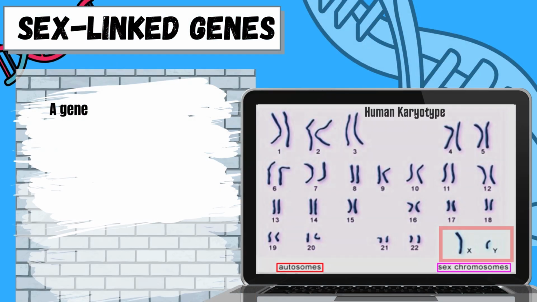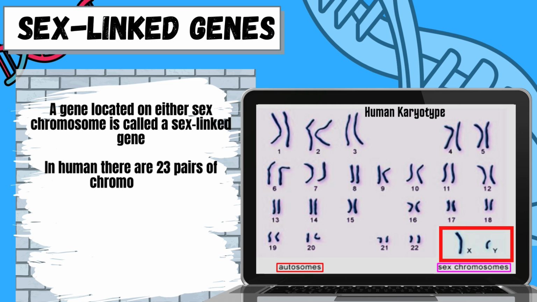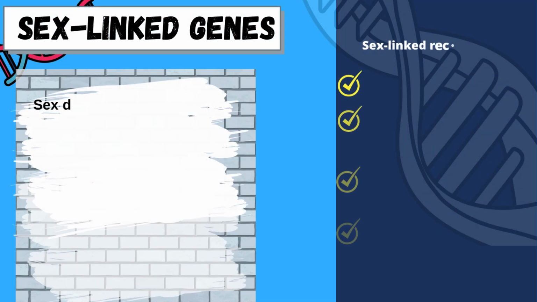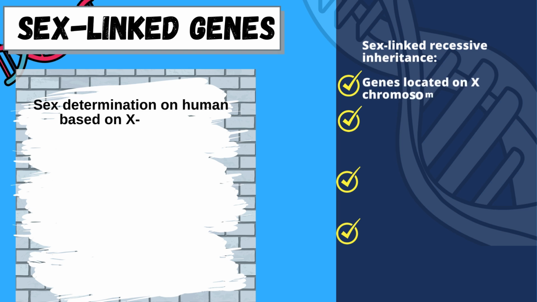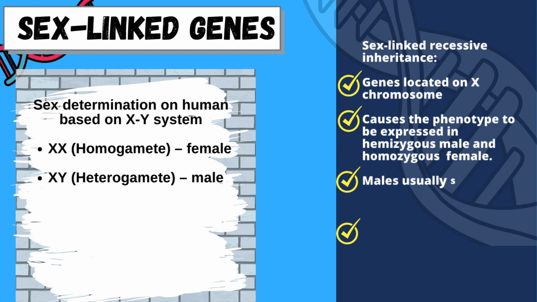When linked genes are located on the sex chromosome, it is called sex-linked genes. In human, there are 22 pairs of autosomes, and only 1 pair of sex chromosomes that determine the sexual characteristics of human. Sex determination is based on the X-Y system, where X-X determines female while X-Y determines male.